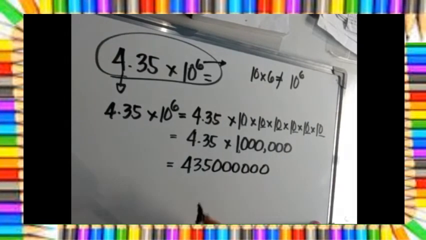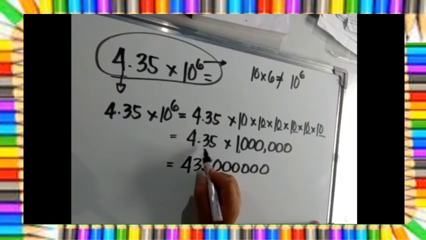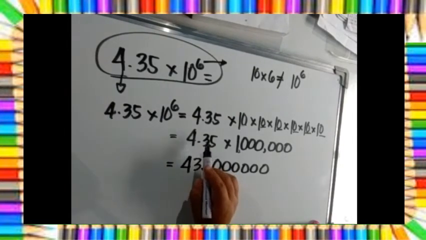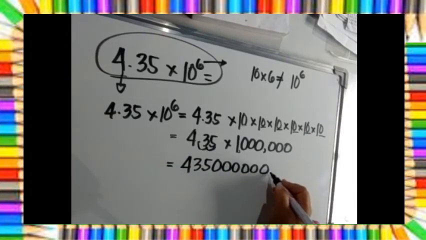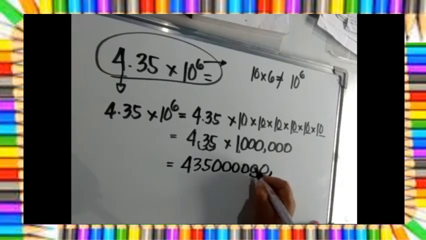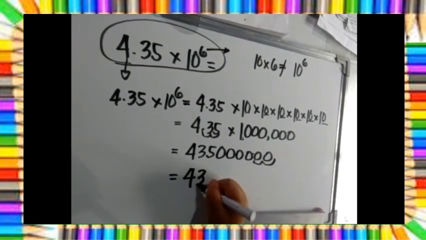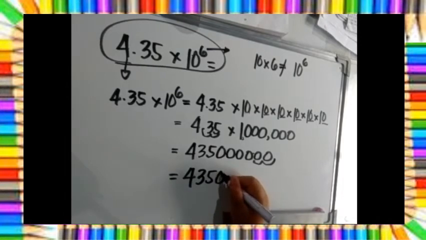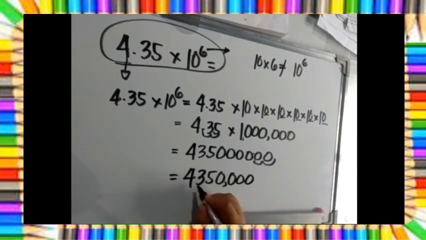Is this now the answer? Not yet. When we multiply a decimal number, we count how many decimal places there are. So, 1, 2. Therefore, we move 2 places. Here is our decimal point. So, 1, 2. Okay, so the point goes here. Our final answer is 4, 3, 5, 0, 0, 0, 0, or 4,350,000.